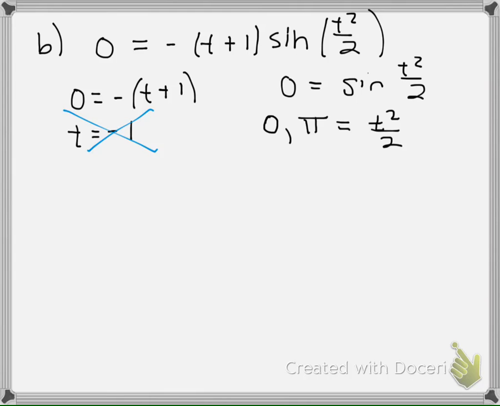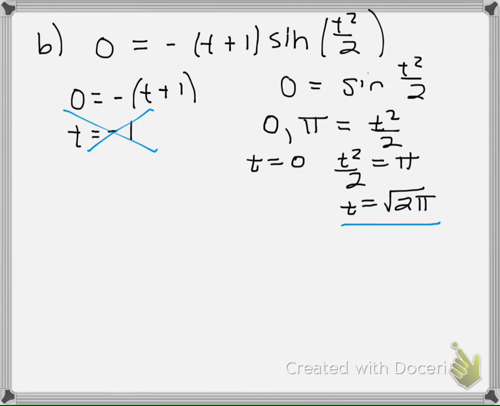So t squared over 2 equals 0 when t is 0. And t squared over 2 equals pi when t is the square root of 2 pi. So at t equals 0, the particle is not going to be changing direction because that's when it starts. So my only real answer here is t equals square root of 2 pi.